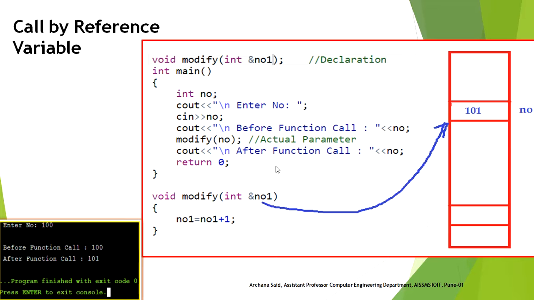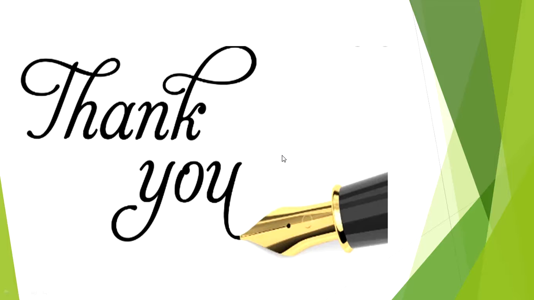So these are the different ways of calling a function. To summarize, if you don't want the changes to be reflected in the calling function, you should go for call by value. If you don't want to return anything but still want the changes to be reflected where the function has been called, you should go for pointer or reference variable.